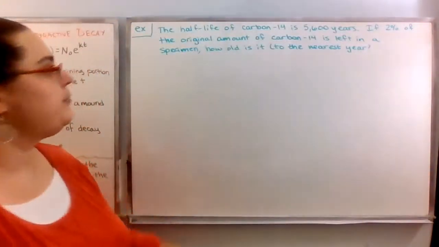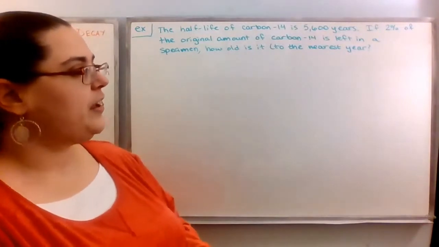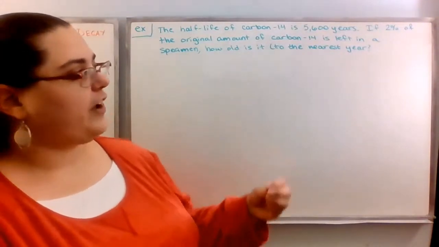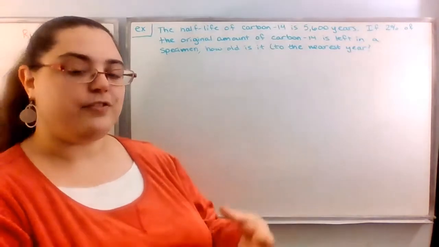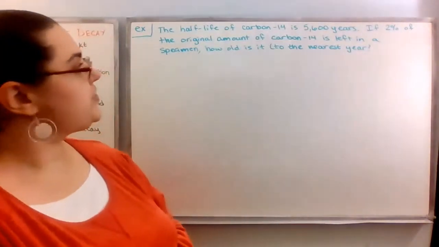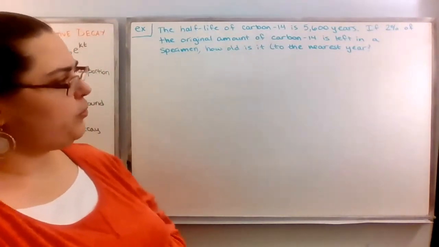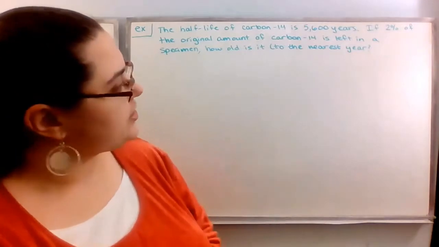So we have the half-life of carbon-14 is 5,600 years. So what that means is after 5,600 years, half of the original sample of carbon is going to remain. If 2% of the original amount of carbon-14 is left in a specimen, how old is it? And we want to round to the nearest year.